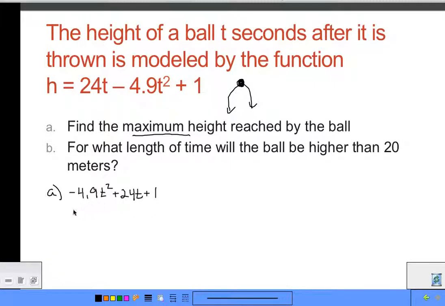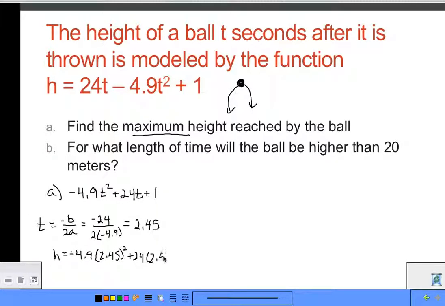So our x-coordinate, or in this case our t-coordinate, the time, is the opposite of b over 2a. So we have negative 24 over 2 times negative 4.9. And that ends up being 2.45. And if we plug that into our height equation, so our height is negative 4.9 times 2.45 squared plus 24 times 2.45 plus 1, we end up with a height of 30.4 meters.